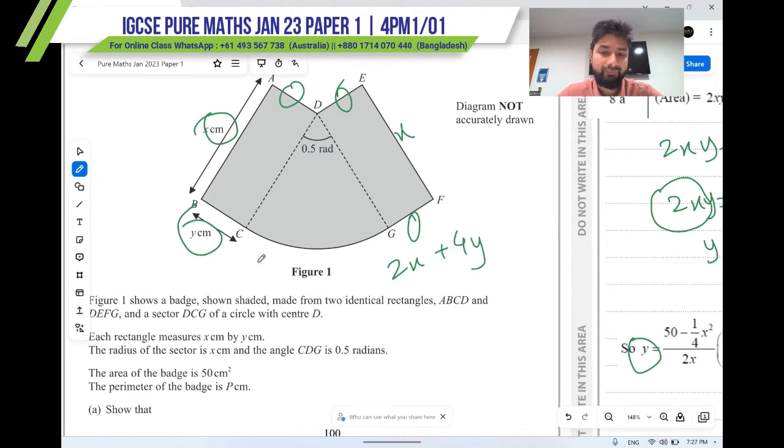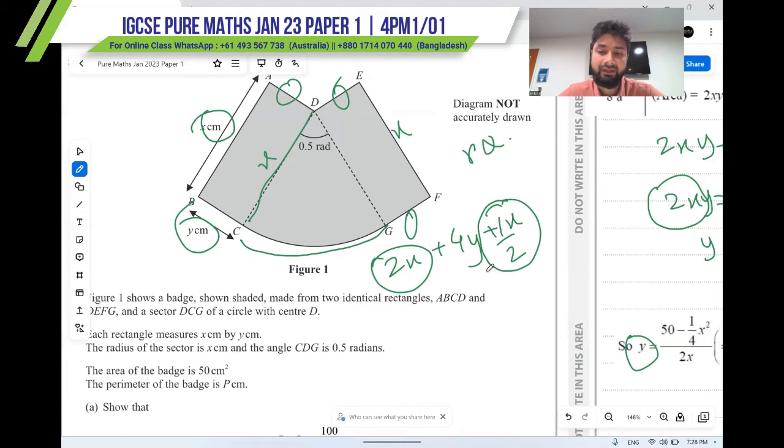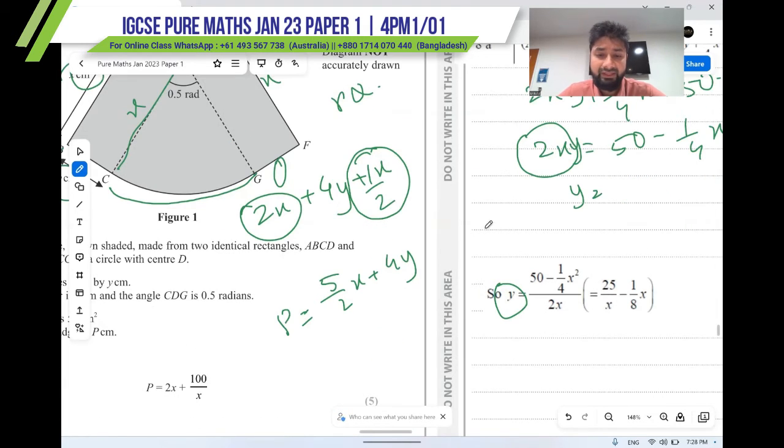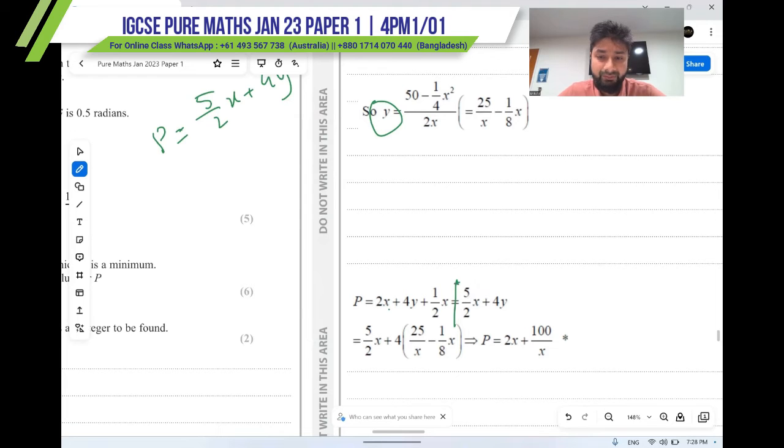So we'll write 4y. To find this one, we know that we have to use the formula for arc length of a sector. The formula for arc length of a sector is r theta, where in this question r will be substituted as x. So we can write x, and instead of theta, we can write half. When we add half x plus 2x, we get 2.5x, or we can write 5/2 x plus 4y. That's how we can get the equation for the perimeter. So we have already found the equation of the perimeter as 5/2 x plus 4y.